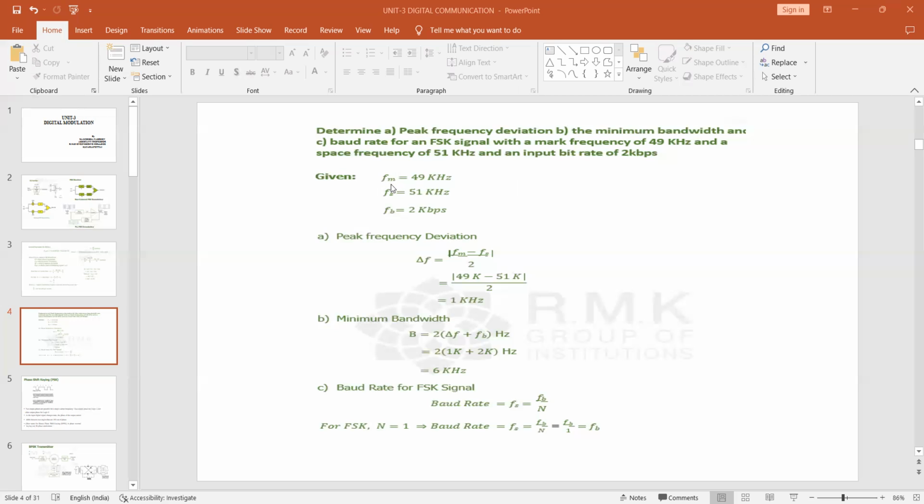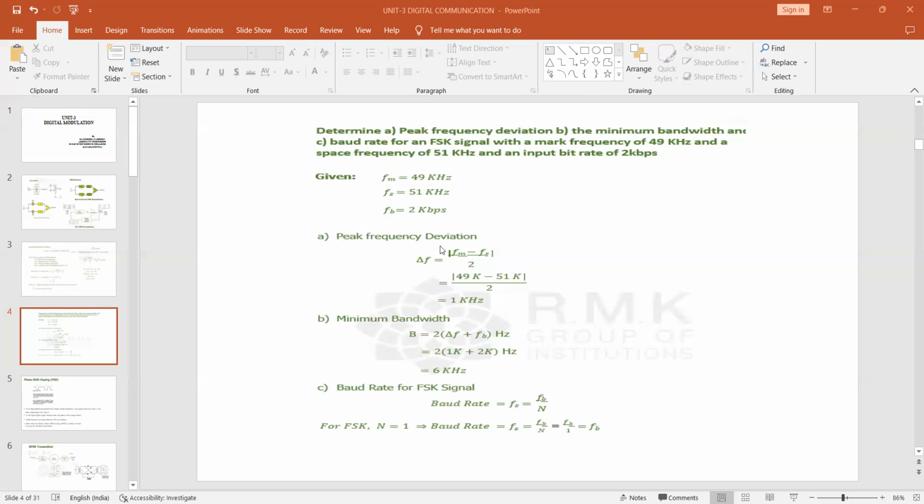First, FM is the mark frequency. Mark frequency is the frequency we obtain from the modulating signal whenever the logic is 1, and its frequency is 49 kHz. FS is the space frequency, the frequency of the modulated signal whenever the modulating signal has a logic 0. And FB is the bit rate.